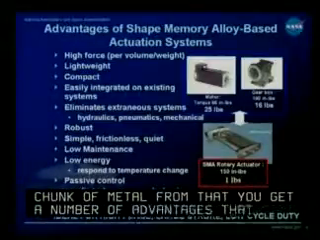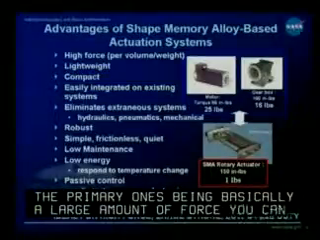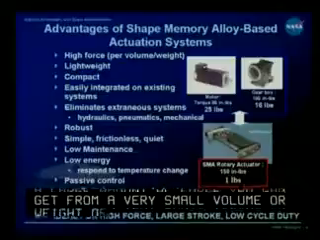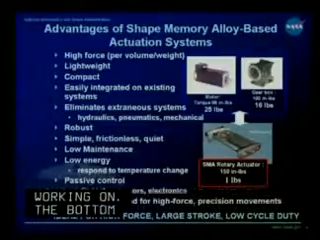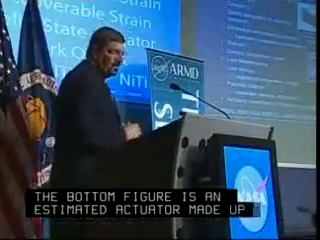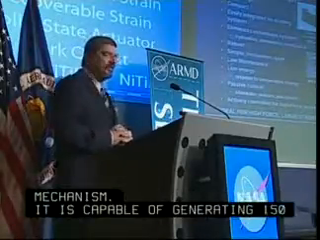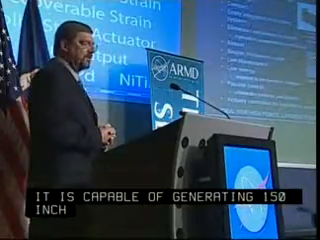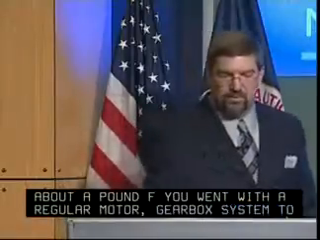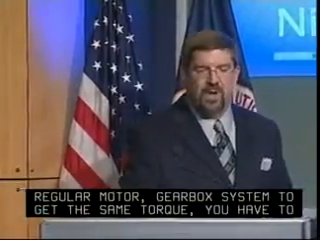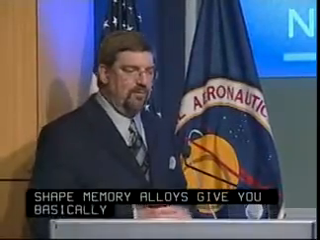The primary one being a large amount of force that you can get from a very small volume or weight of material. The example on the right is something that Boeing has been working on. The bottom figure is an SMA actuator made up of a pair of torque tubes and a shuttle mechanism. It's capable of generating about 150 inch-pounds of torque and weighs about a pound. Now, if you went with a regular type of motor or gearbox system, to get the same kind of torque, you would have to increase the weight by at least an order of magnitude, if not more. So shape memory alloys give you a lightweight, compact way of performing actuation.